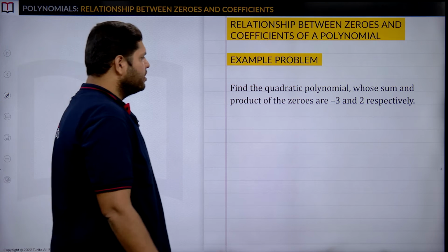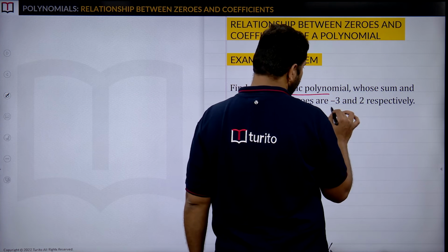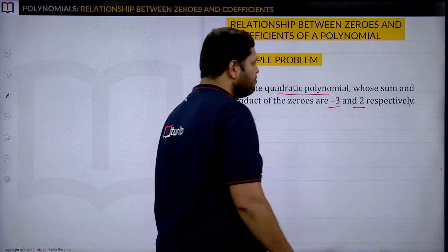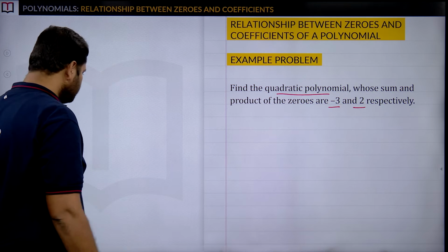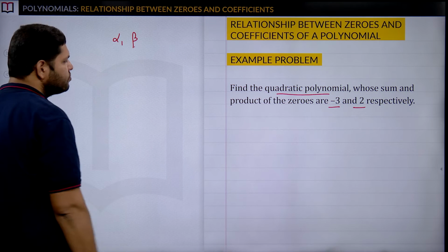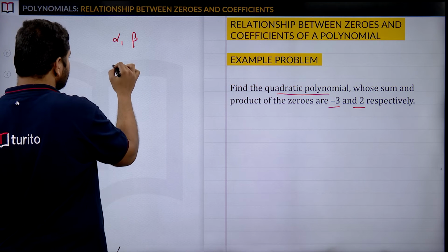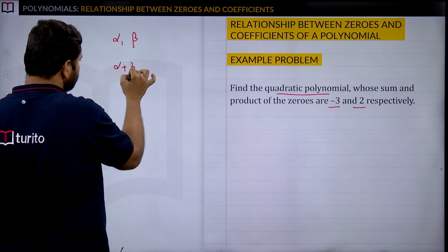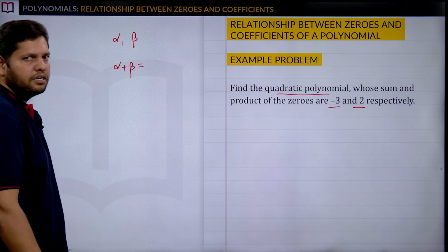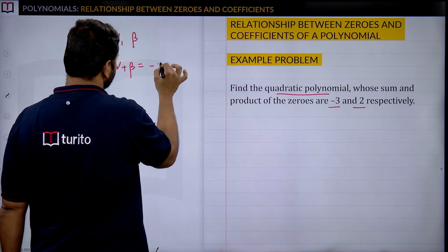Now, children, there is a question here. Find the quadratic polynomial whose sum and product of the zeros are equal to minus 3 and 2. Children, you assume the two zeros. One zero is alpha, another zero is beta. From the question, they have given the sum of the zeros. So, can I say this is alpha plus beta value? Isn't it? So, alpha plus beta value means the sum here is minus 3.